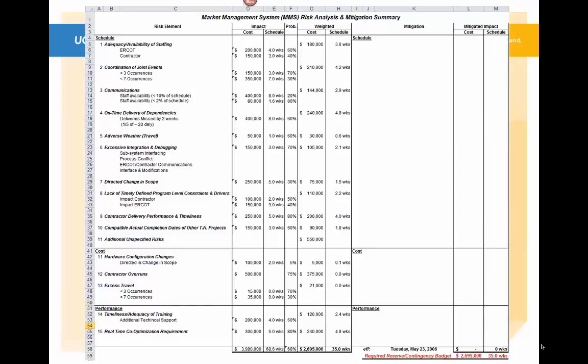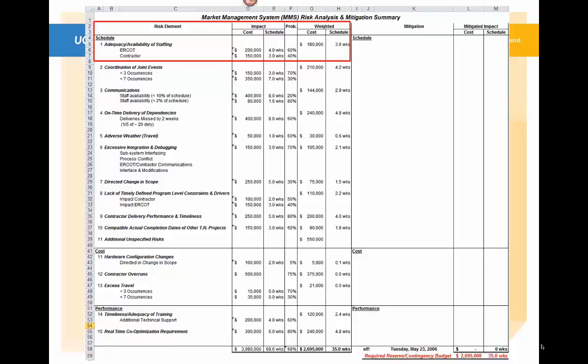I want to do it again because I want to bring your attention back to it. I want to clear up any points that may not have been clear, and I really want to use it primarily to refresh your memory so that we can go on. If you recall, we had the sheet broken up in schedule, cost, and performance.